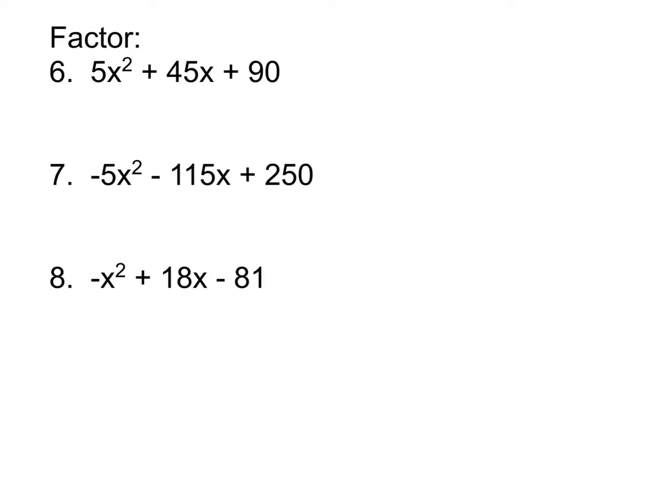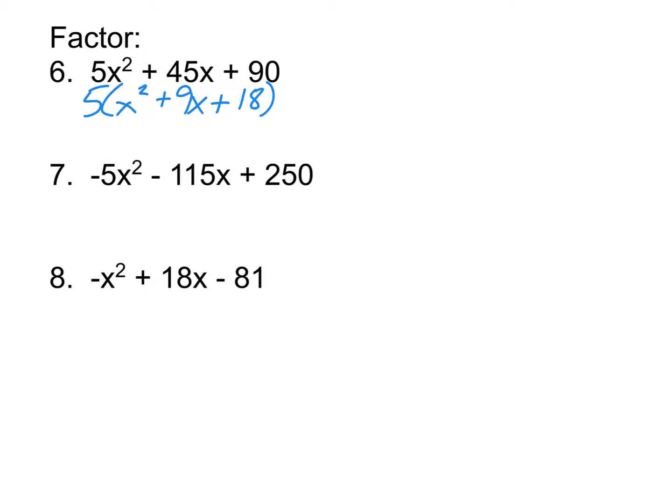So for number 6 here, the first thing we do is we look to see, can I divide every term by the same thing? And in this case, yes, I can divide them all by 5. So we're going to do that first. So that's going to give me 5 times the quantity x squared plus 9x plus 18.